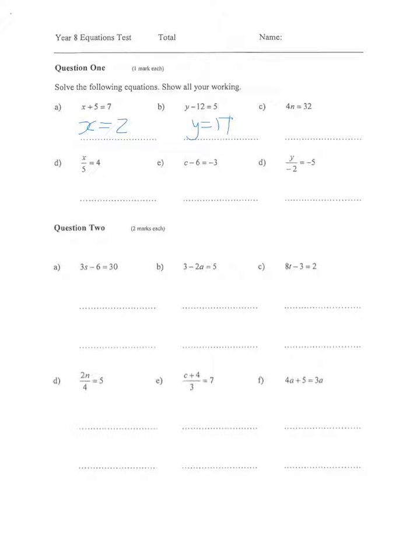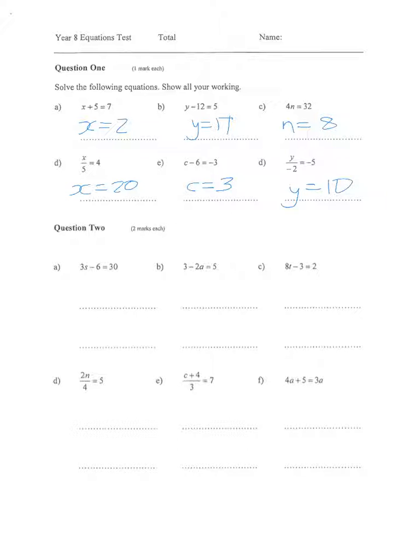To get rid of 4, we need to divide by 4, and we get m equals 8. To get rid of the divide by 5, we need to times by 5, and we get x equals 20. To get rid of minus 6, we plus 6, and we get c equals 3. To get rid of divide by negative 2, we times by negative 2. And negative 5 times negative 2 is positive 10.